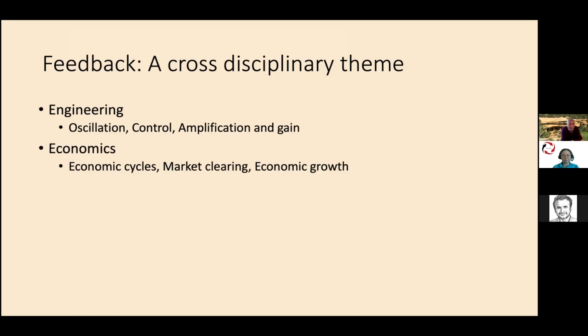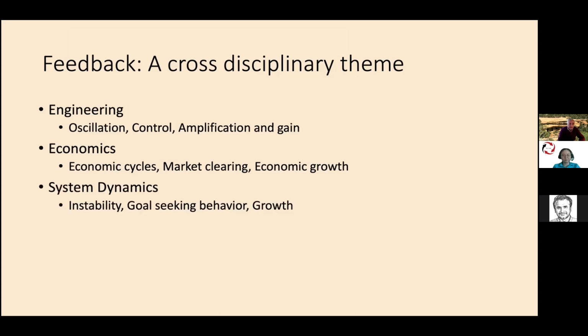Now in economics, there is a lot of feedback. We have economic cycles, we have market clearing systems, we have economic growth. Growth is a manifestation of positive feedback loop. Others involve negative feedback. But I've never seen feedback maps in economics texts. So there are explanations, but not in very clear terms.